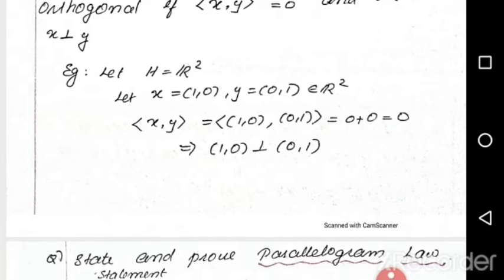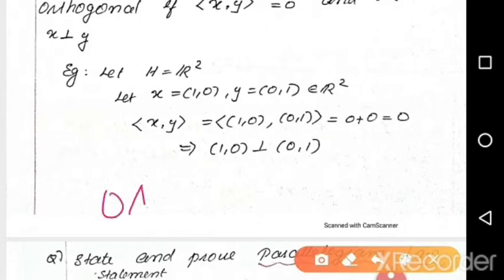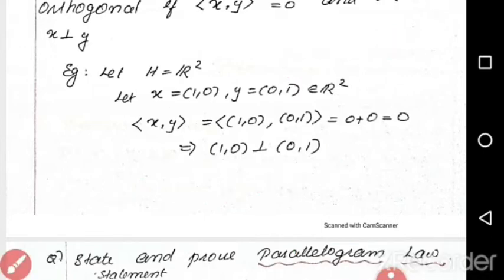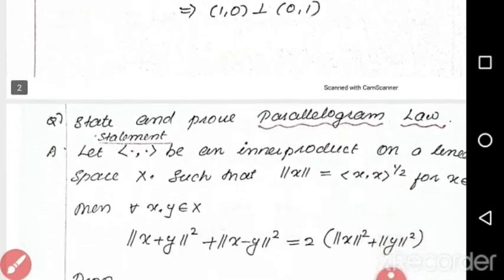Also, they are orthonormal. Orthonormal means their norm value is 1, that is norm of x is equal to 1. So here norm y is equal to 1 and norm x is equal to 1, and they are orthogonal, which means they are orthonormal elements. And the next one is the parallelogram law.